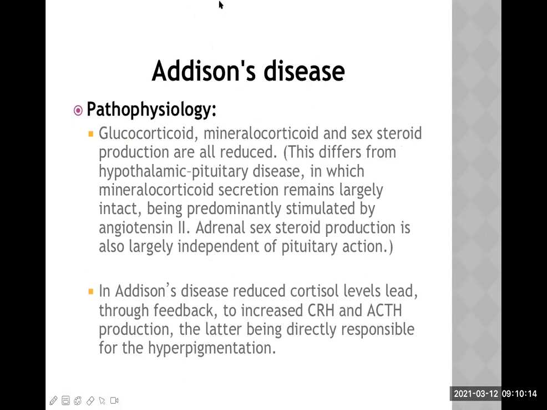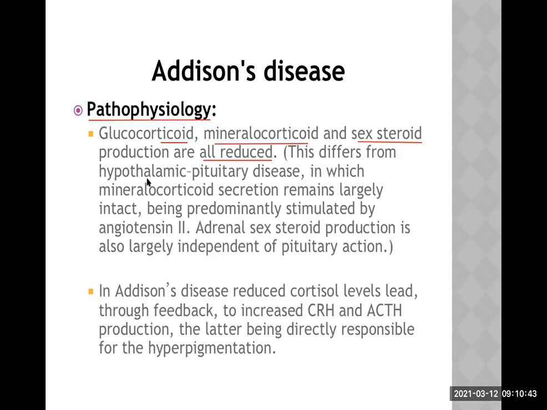Now, what is the pathophysiology of Addison's disease? What is really happening here? Let's talk about it. Glucocorticoid or cortisol, mineralocorticoid or aldosterone, and sex steroids like dihydroepiandrosterone or androstenedione, all of them are reduced here. All are reduced. This is a very important point to remember.